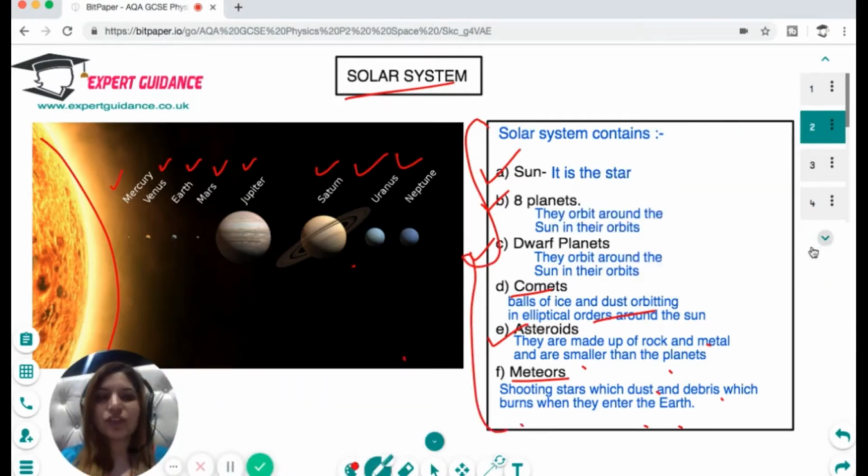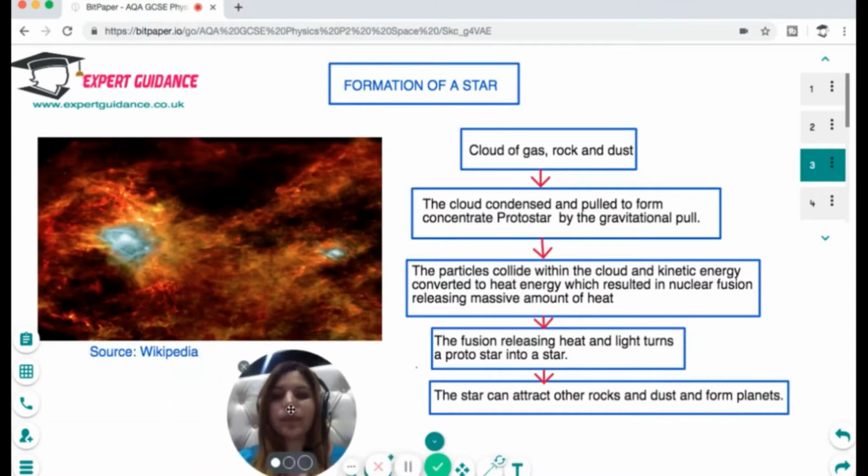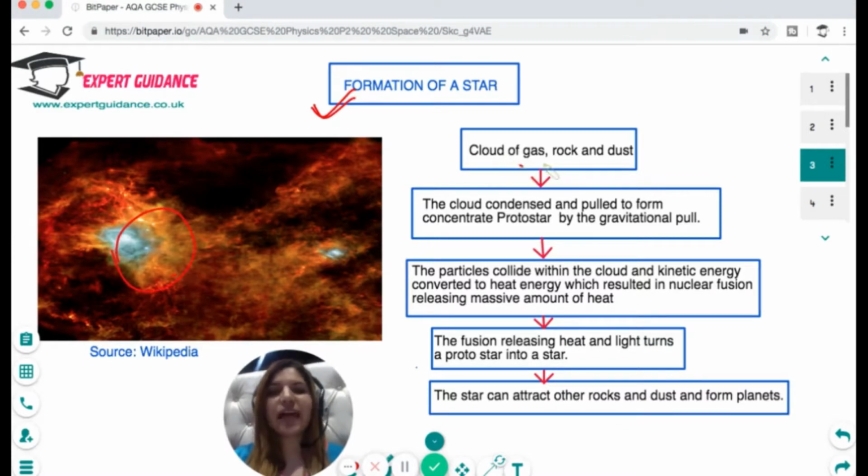Now, after the solar system, it's very important to understand how a star is formed. So the star is originally a cloud of gas, rock, and dust. The cloud condensed and was pulled together to form a protostar by the gravitational pull. So the gravitational pull condensed this cloud of gas, rock, and dust.